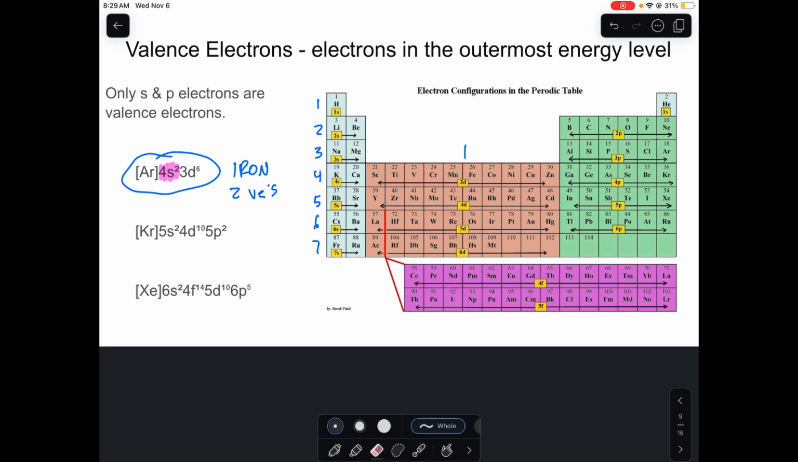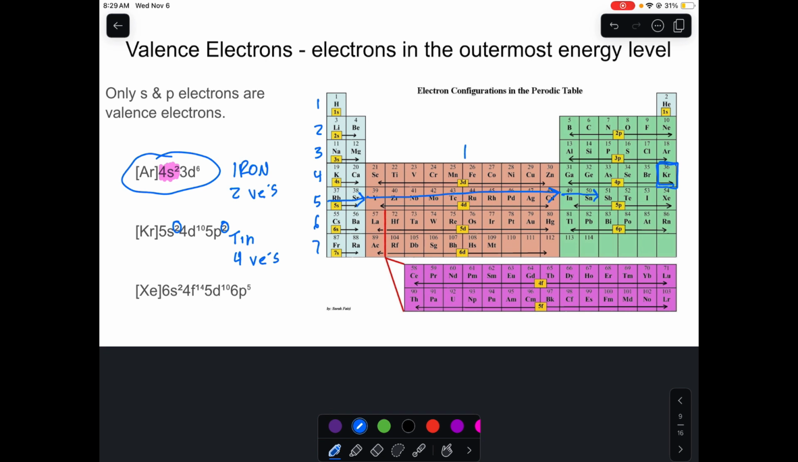Okay, krypton. Krypton is right here. It is our noble gas. And then on top of that, we've got 5s2, 4d10, 5p2. Okay, so we have 10. And we're going to have how many valence electrons? Well, we've got the p and the s, so that's 4. 4 valence electrons.